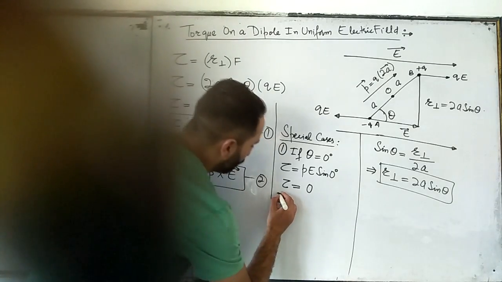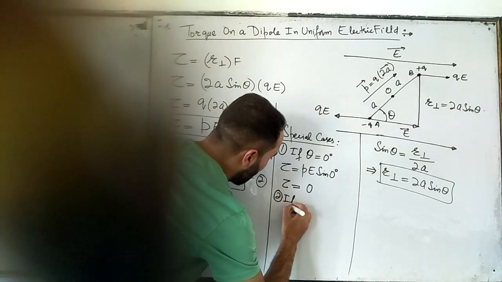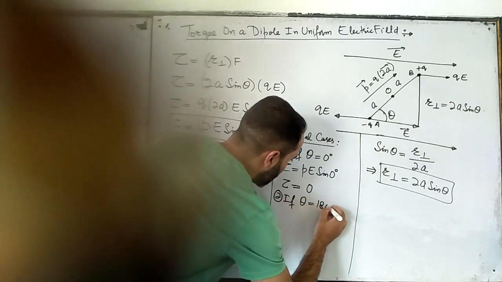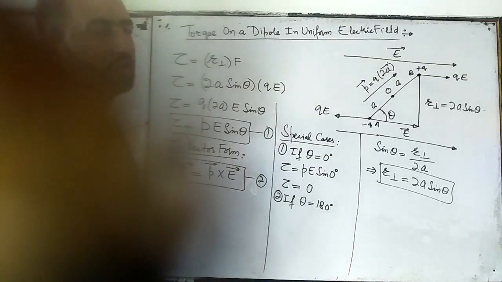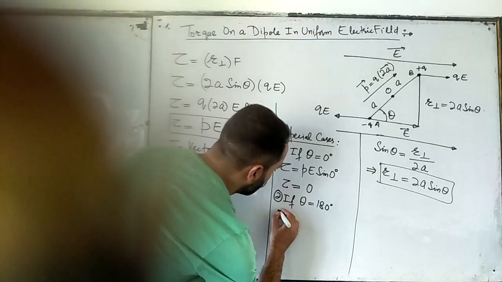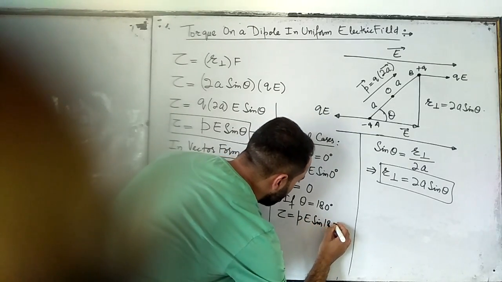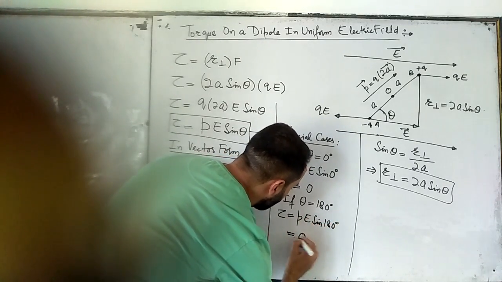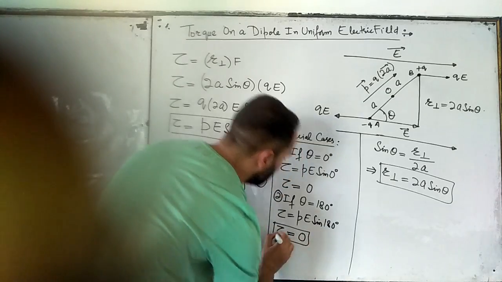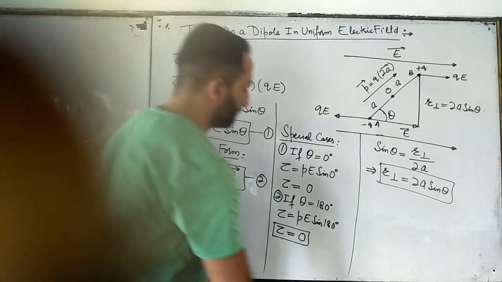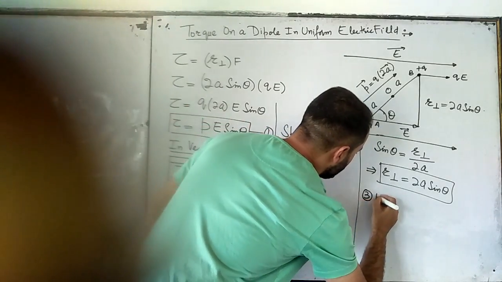Fine. Number 2 is if theta is equal to 180 degree. That means the dipole is placed anti-parallel to the electrostatic field. In that very case, torque will be equal to what, beta? PE multiplied by sin of 180. Sin 180 is again 0, so the torque is again equal to 0. Okay, beta? Then the special case number 3 I am going to discuss here.